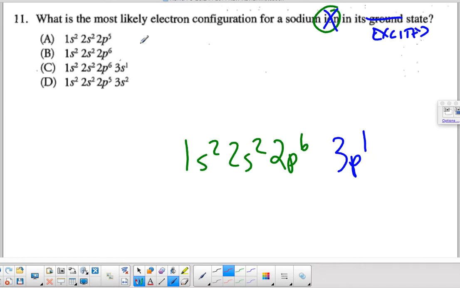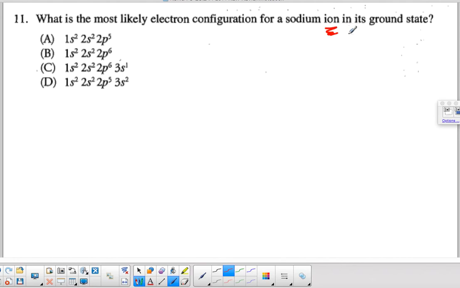11. What is the most likely configuration for a sodium ion? Keep in mind when you read this, there's a difference between an atom and an ion. Oh, it says a sodium ion in its ground state. So it's a sodium ion, which means it has a charge, which means it's Na+. So it's a noble gas configuration.